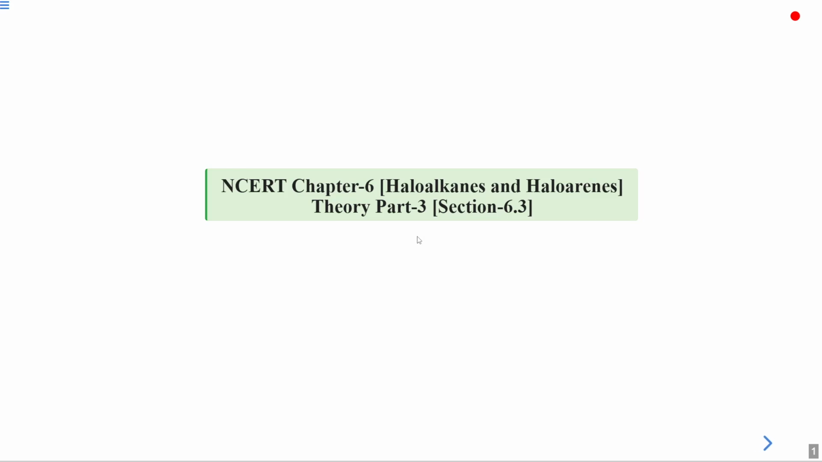So, as you all know, today we are going to cover theory part 3 of the chapter Haloalkanes and Haloarenes. So, let's begin today's topic. NCERT chapter 6, Haloalkanes and Haloarenes, theory part 3, and the section we are going to cover today is section 6.3.